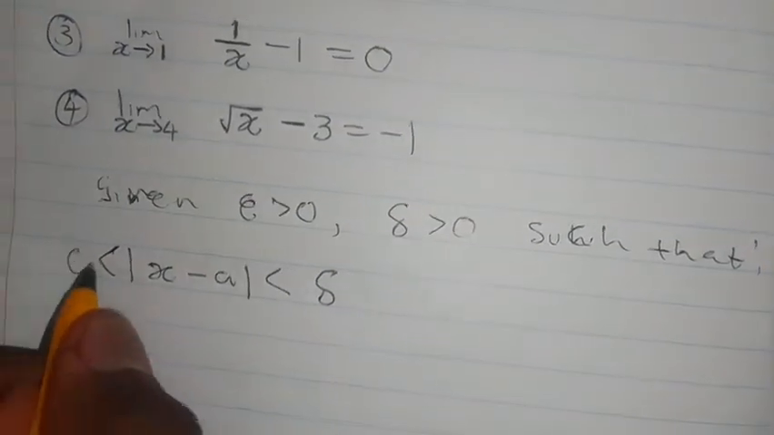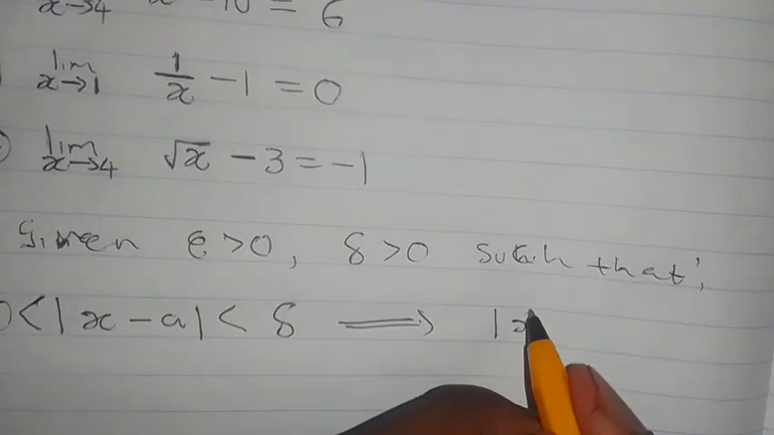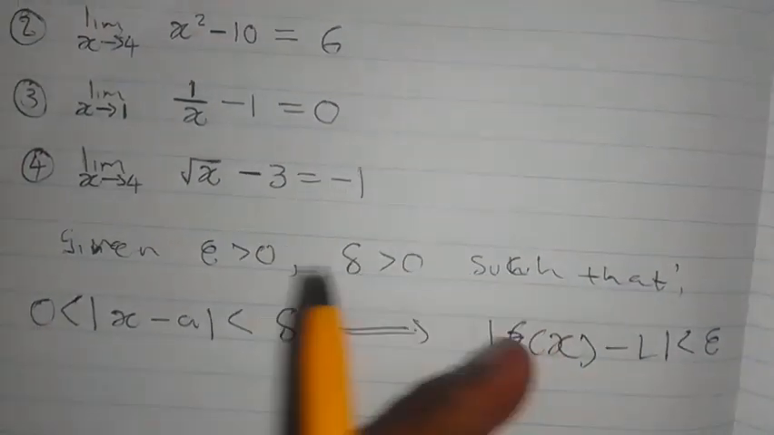Then this implies that the absolute value of f of x, which is just your function, minus L, where L is technically the limit value that you get, will be less than epsilon. So this is basically what you have to do, which makes it simple. So now let's try the first one.